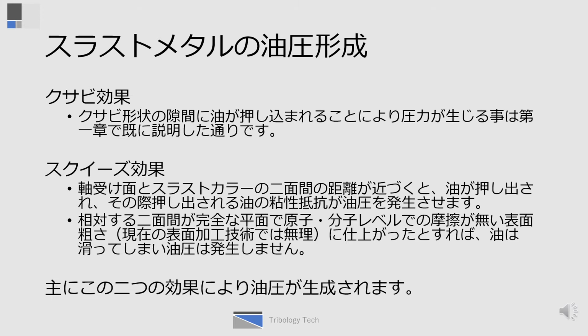If the opposing two-sided surface is a complete plane, and a surface roughness without friction at the atomic and molecular level is achieved, which is impossible with current surface processing technology, the oil will slip, and hydraulic pressure would not be generated. Hydraulic pressure is produced mainly by these two effects.